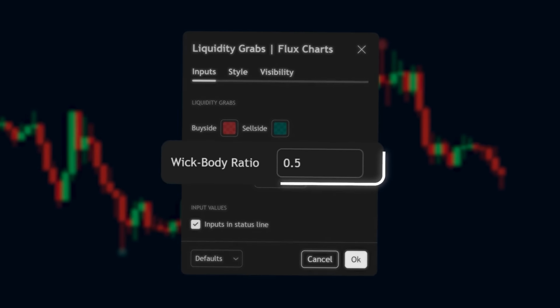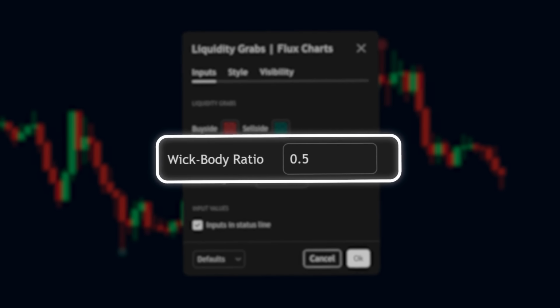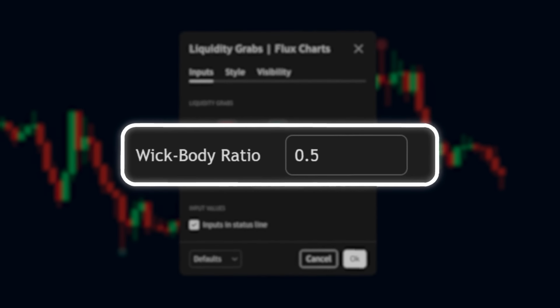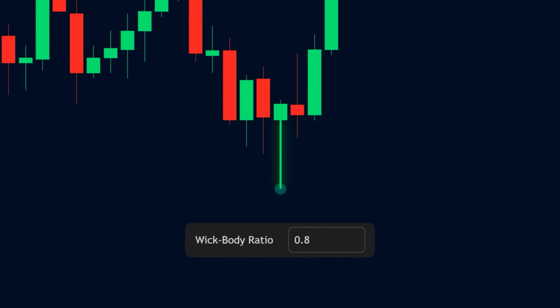Next is the wick to body ratio. This is the threshold that decides if a candle's rejection is strong enough to count as a grab. By default, it's set to 0.5, meaning the wick has to be at least half the size of the candle body. If you raise this number, only dramatic grabs with huge wicks will print.